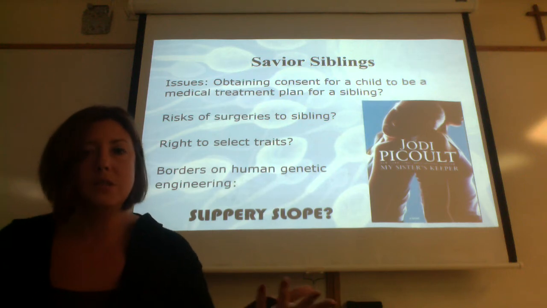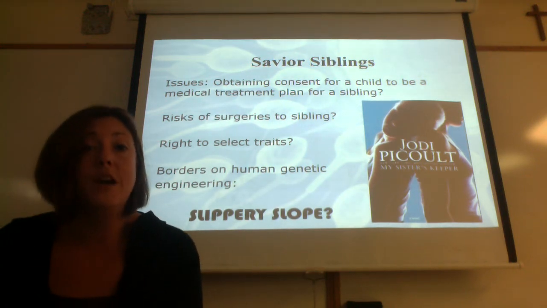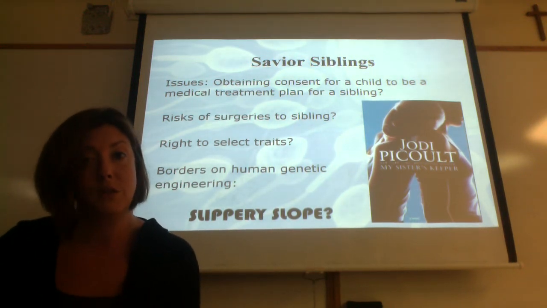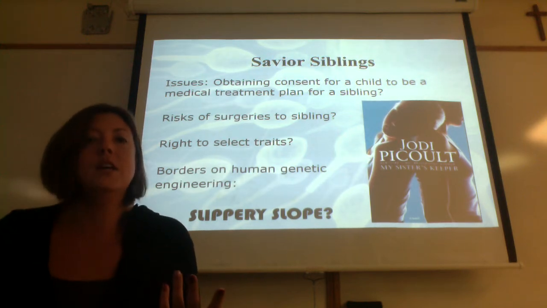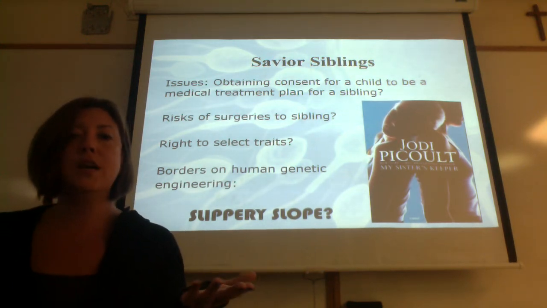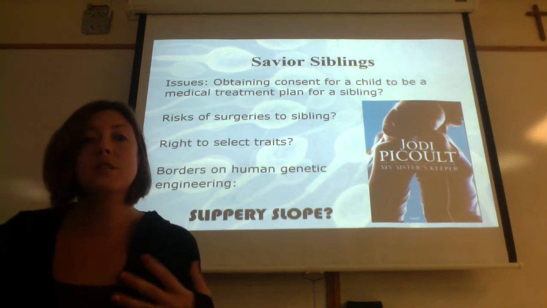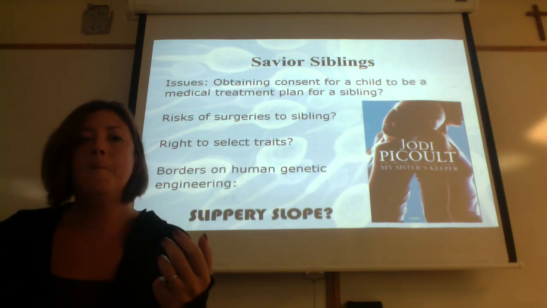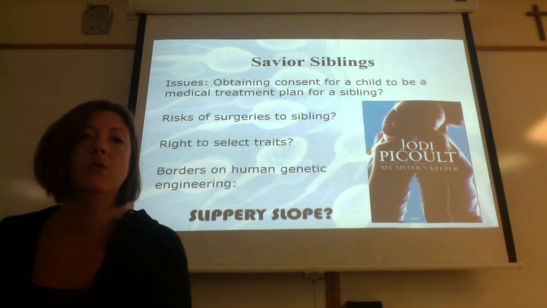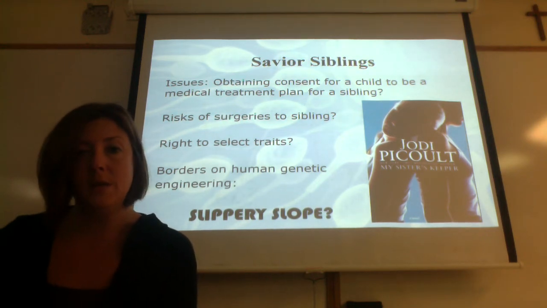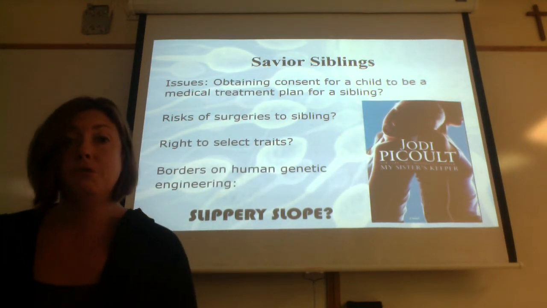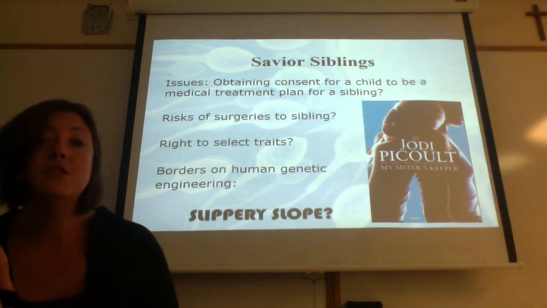For example, some of these children are going to be under 1 year old. They're going to be very, very young, and there are going to be risks of these surgeries to the siblings. And additionally, if we have the right to select for certain traits, where do we draw the line? So if we're selecting for a particular composition that will allow you to be an organ donor, for example, for your sibling, how is that any different than selecting for a particular eye color or intelligence or height?